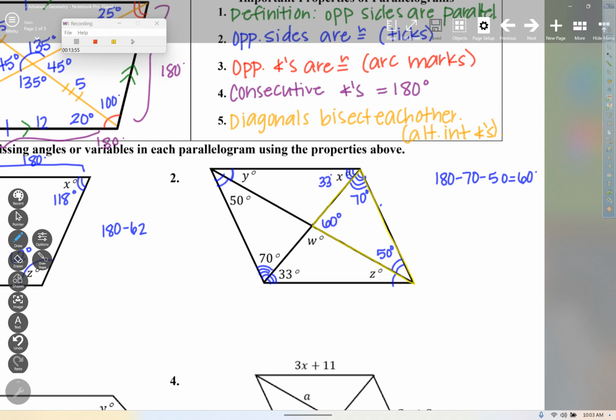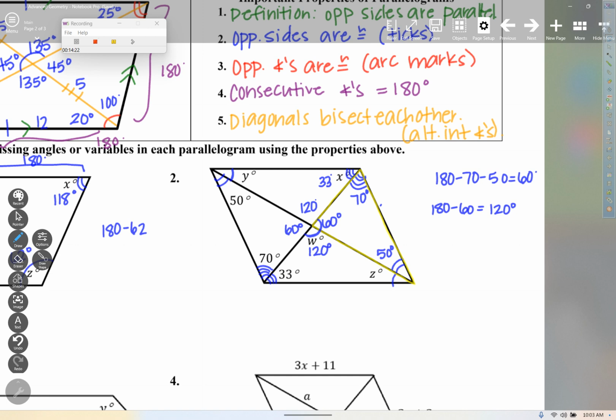And then I have vertical angles, which is great. So then I know this side is 60. And then I also have a linear pair with W and 60. And so if you guys remember, a linear pair is 180 degrees. And we subtract 60 from that. And it does give me 120. So W is 120. And then W has its own vertical angle, which is up here, which is 120.